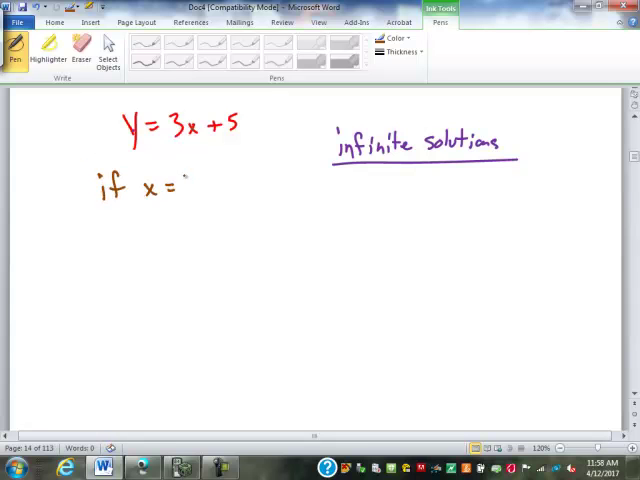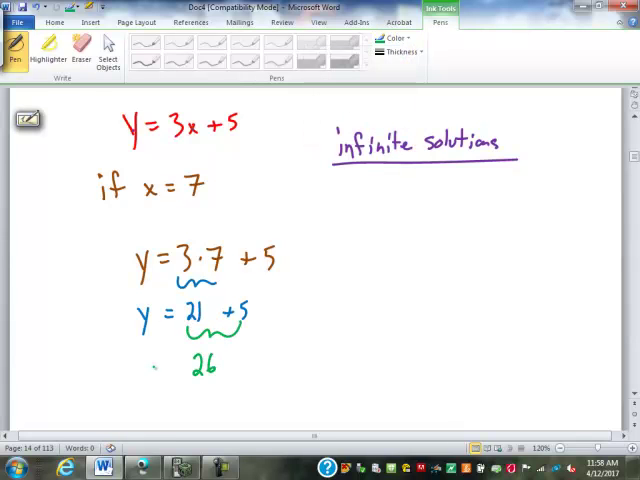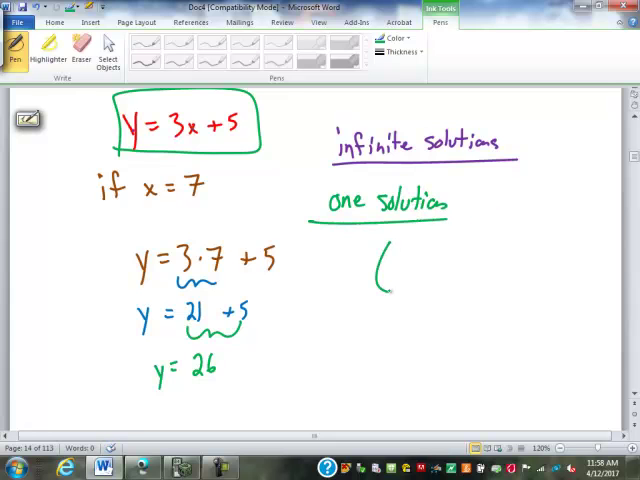For example, if x equals 7, I find that y equals 3 times 7 plus 5, instead of 3 times x. And now it's just an order of operations problem. 3 times 7 is 21. 21 plus 5 is 26. So y equals 26. So that actually produces a solution to this equation. One solution to that equation is x equals 7 and y equals 26.